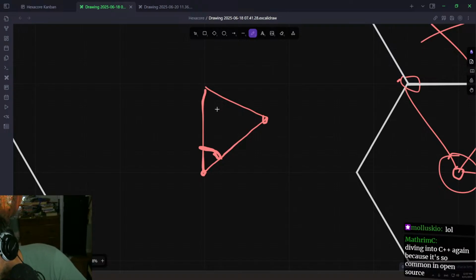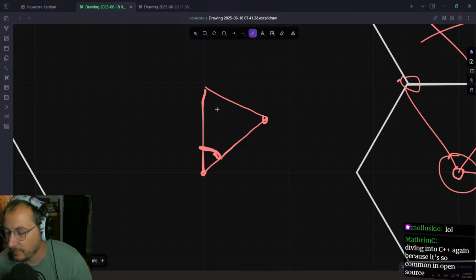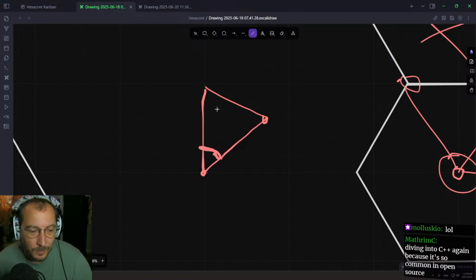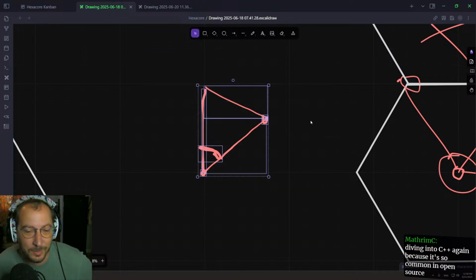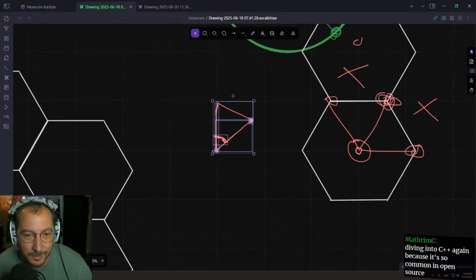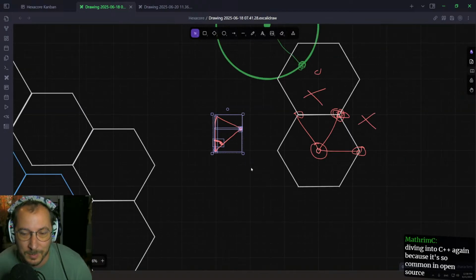Diving into C++ again because it's so common in open source. Yeah. This is one of my arguments for people who say, don't make engines, why would you make an engine, just use an engine. But I never discourage that, because we need people who are making these engines. If you want your open source engine to be better, then you actually want to encourage people to do that.